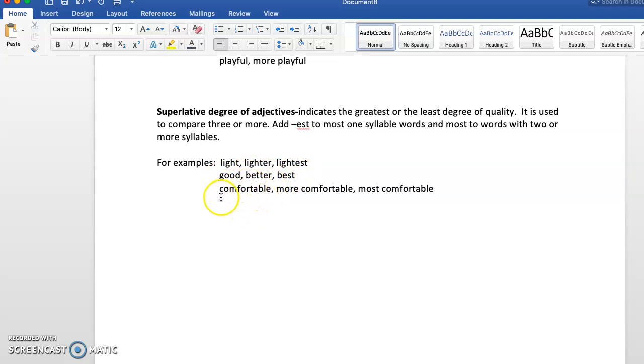Then with comfortable, that's more than two syllables, so we're going to have to add more in front of it, more comfortable, for comparing two things. But if we're doing the superlative degree, we would say most comfortable. So it does depend on how many syllables it has, whether you can add more, most, ER, or EST. And then there are some that are irregular, like good, better, best. You'll have to look some of those up because there are different ones for different words.